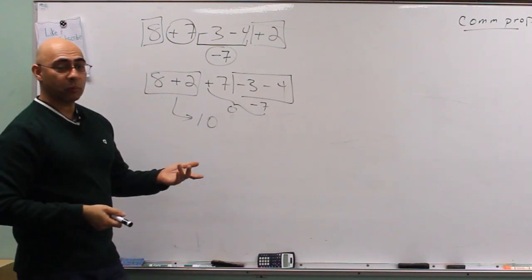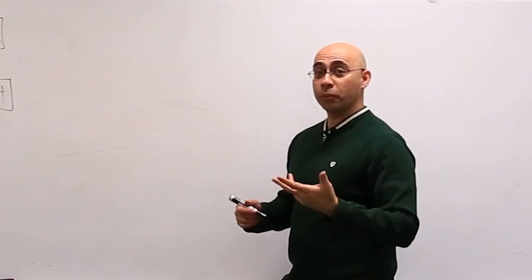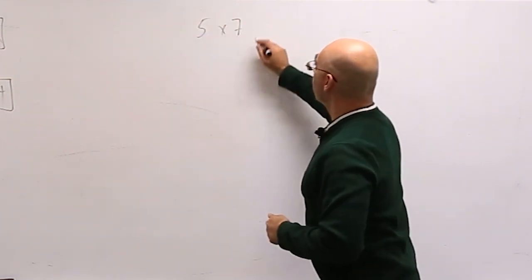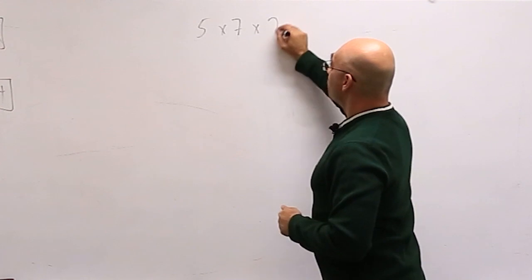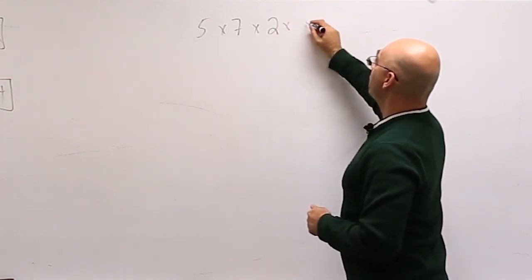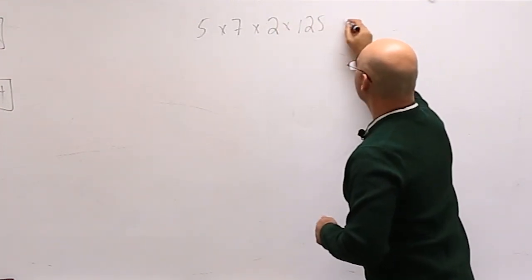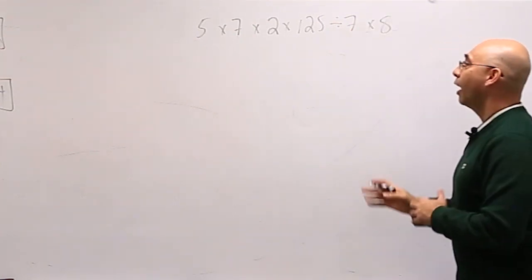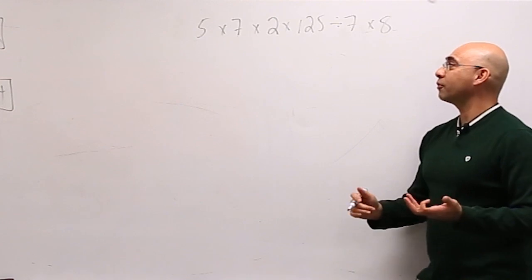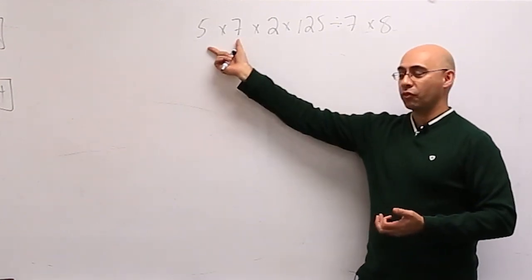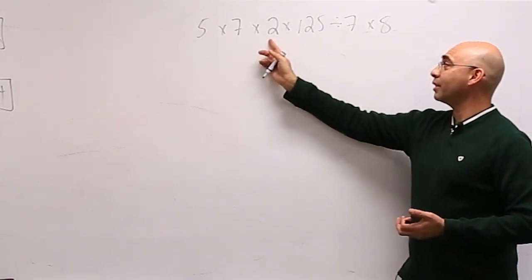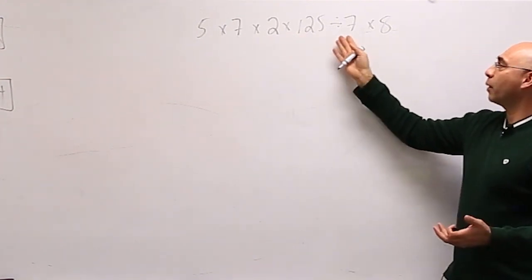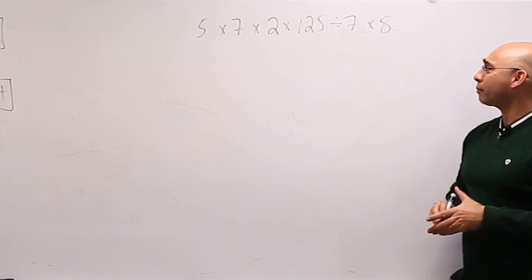Now you could do the same thing with multiplying and dividing. So if I had a group of numbers over here, say 5 times 7 times 2 times 125 divided by 7 times 8. If I go from left to right, I have to do 5 times 7 is 35. 35 times 2 is 70. 70 times 125, it comes to this crazy number. Then divide by 7, then multiply by 8.